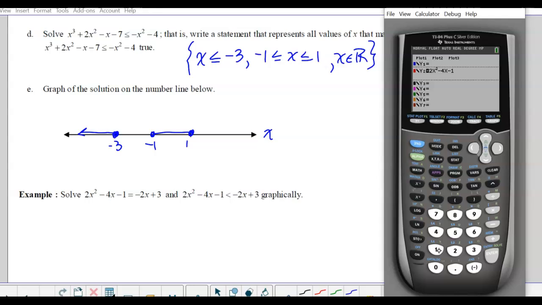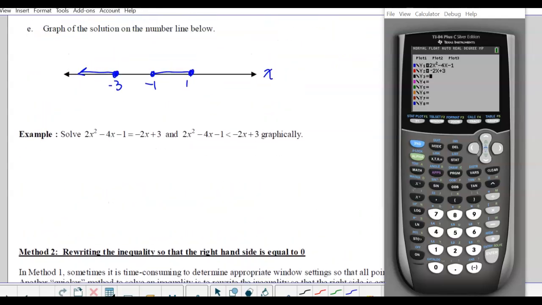Oh, I put that into y2. I'm going to clear that in a second. In y1, I'm going to put the left side. Not that it matters, but then negative 2x plus 3. Okay. Now, yeah, so we're going to show all the steps. There's no prompts here, so the first thing is to state y1 equals, y2 equals, then we'll state our window.